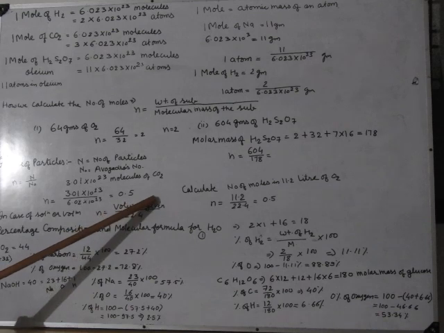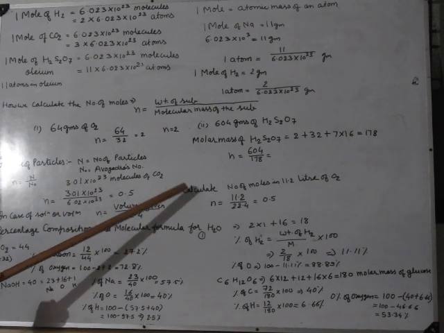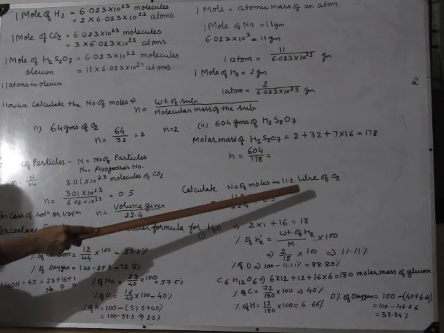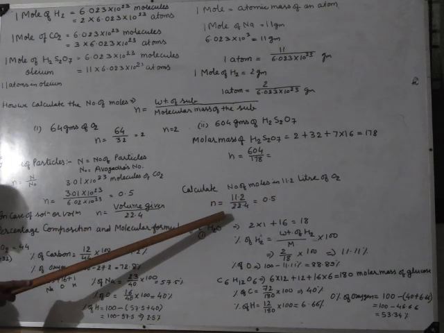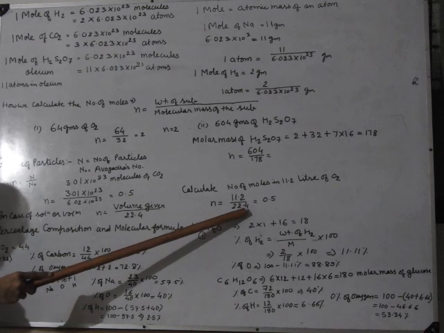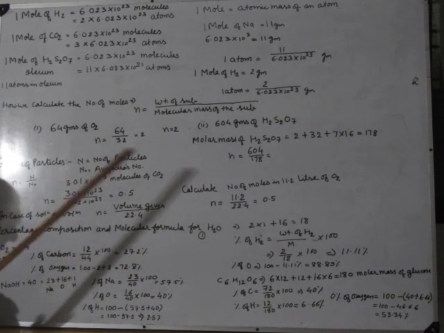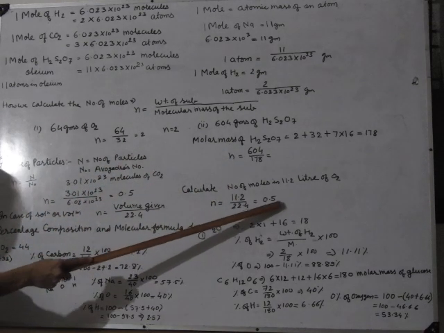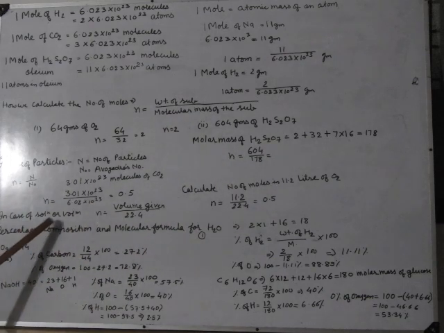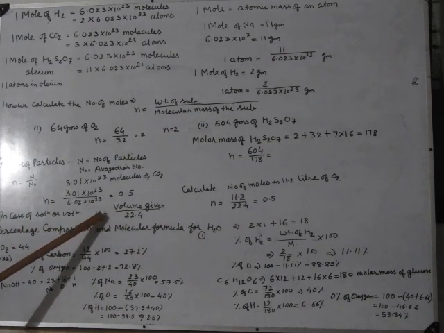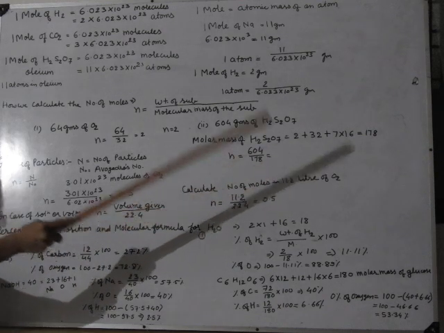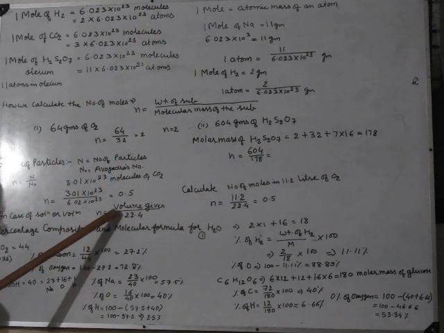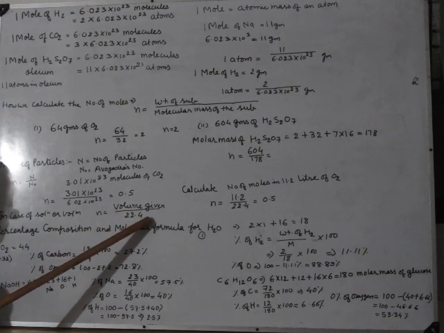They become 0.5. Calculate the number of moles in 11.2 liter of oxygen. n is equal to... 11.2 liter में लेना है तो 22.4 लेना पड़ेगा. 6.023 की जगह पे 22.4 लेंगे तो 0.5 आएगा. In case of solution, volume लेना है. n is equal to volume given. जो भी volume given है, 11.2 liter volume given है ऑक्सीजन का, तो 11.2 लेना है divided by 22.4.